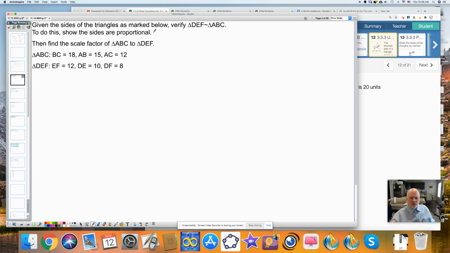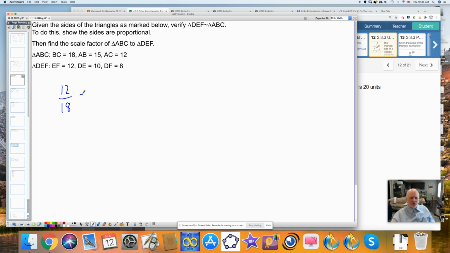Here we have sides of a triangle. I could draw the two triangles. Instead, I wanted to point out we're going to go from a scale factor to go from this one to this one. I'm going from this one, and it's going to be getting smaller. Where I'm going from is going to be my denominator. So 18, the 12 would go on the top.